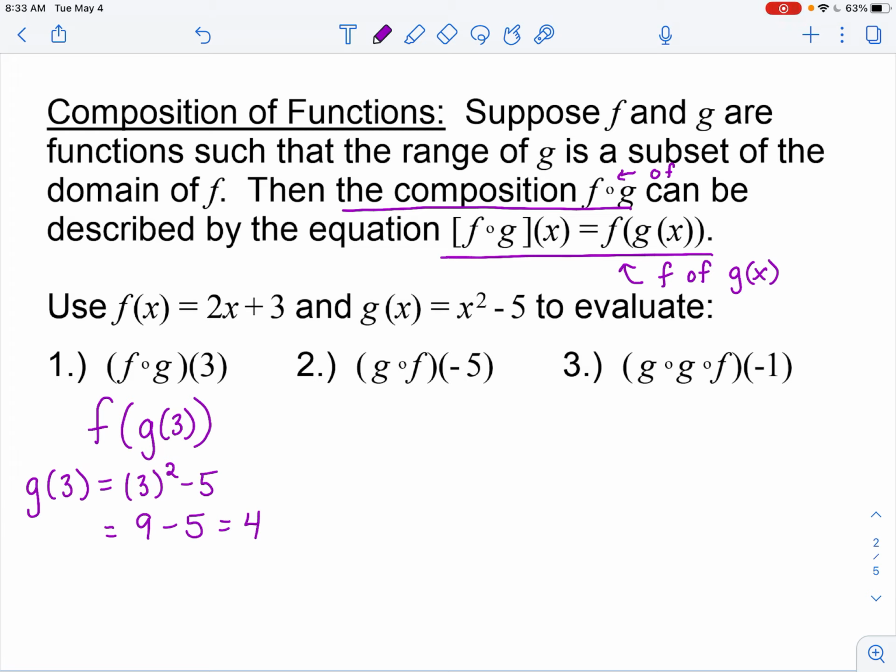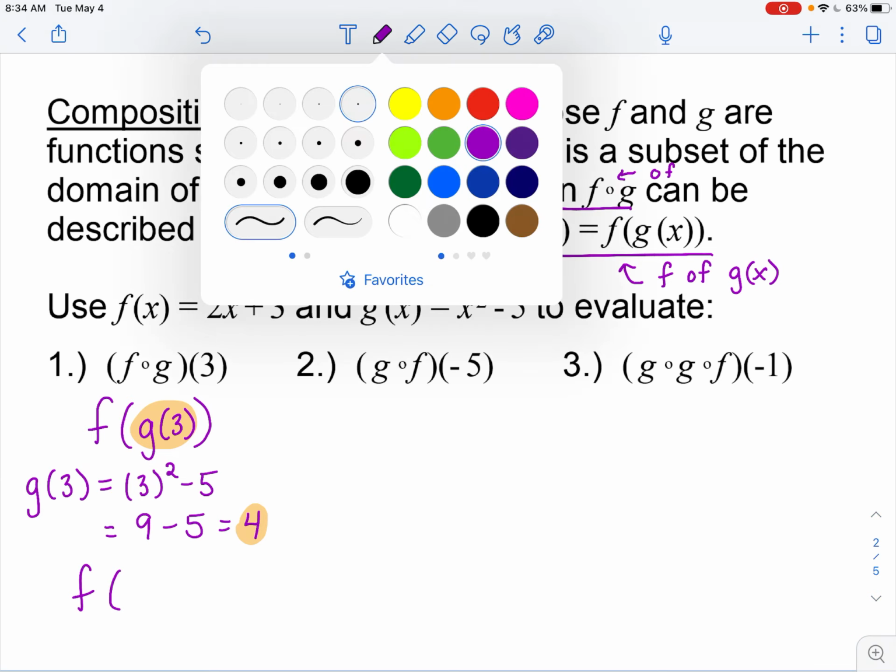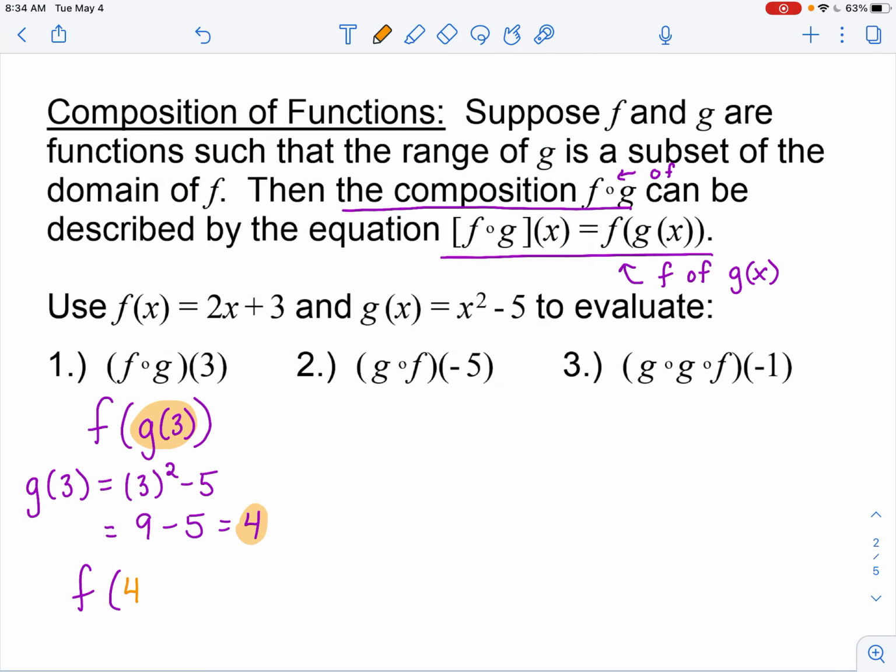So that 4 is going to take the place of g of 3, and that now gives me, find f of 4. Finding f of 4 means I'm now doing 2 times 4 plus 3, because f of x is 2x plus 3. So that gives me 8 plus 3, which is 11. Final answer there is 11. So f of g of 3 is 11.